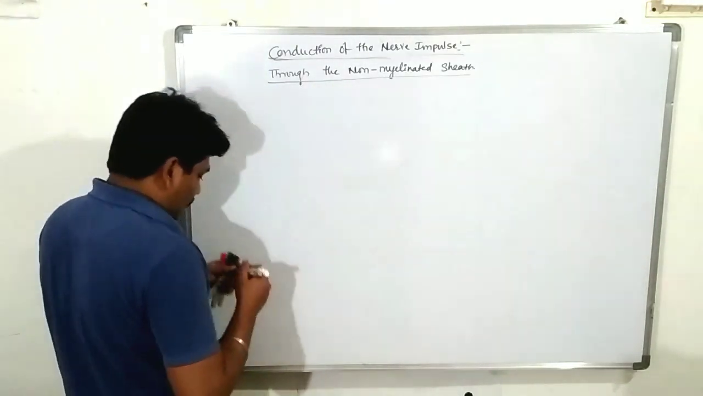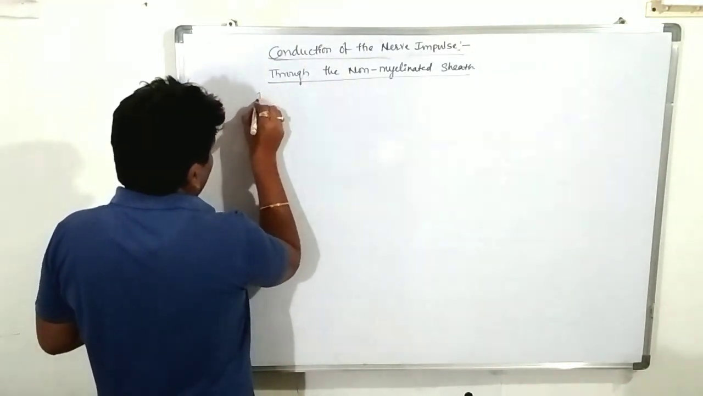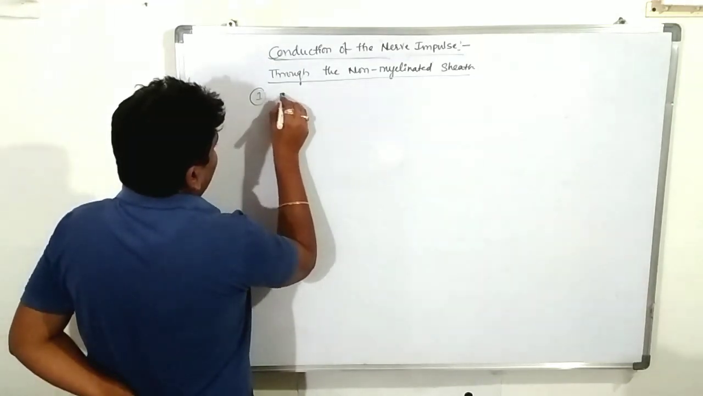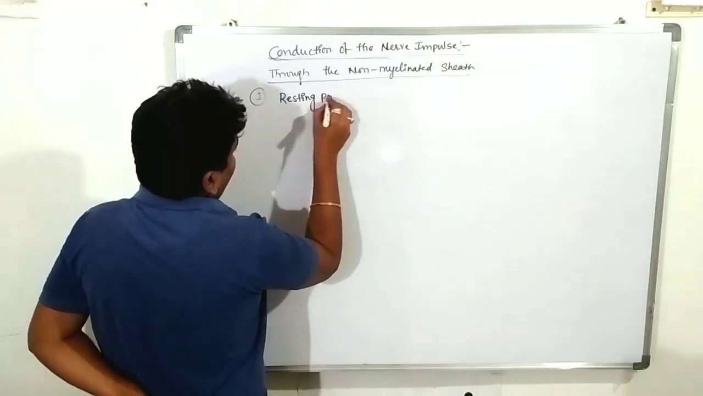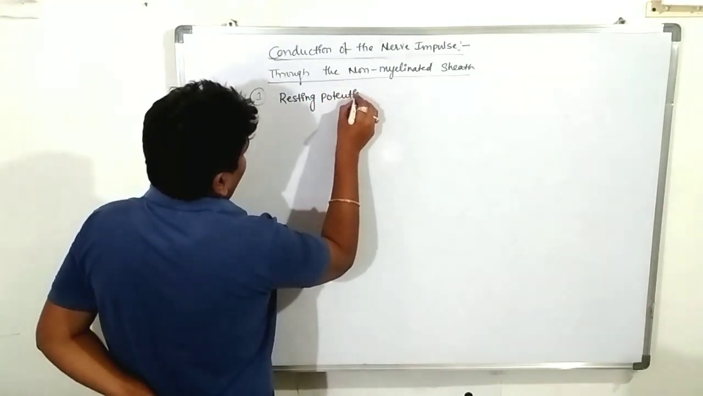So there are four processes. There are four types. First one is the resting potential.